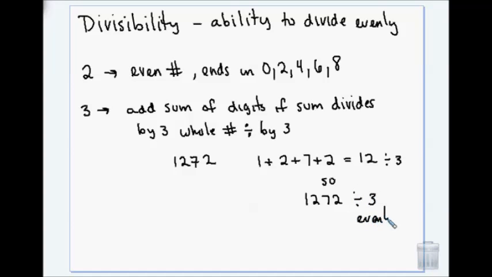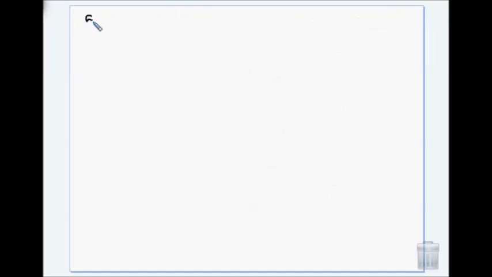So if you add the digits and the sum divides by 3, the number divides by 3. Okay, 5, well, that's any number that ends in 5 or 0. And 10 is any number that ends in 0.